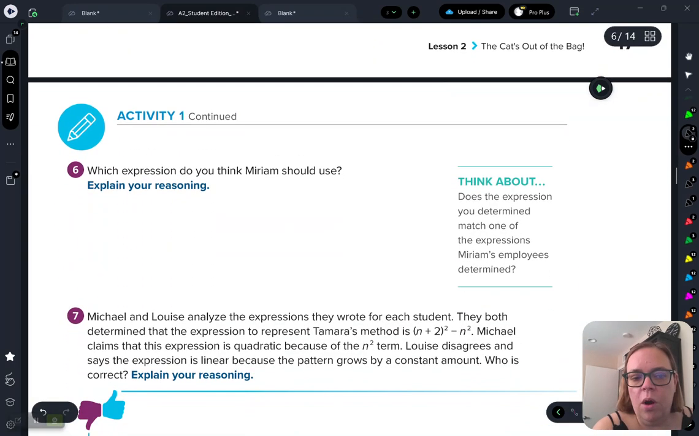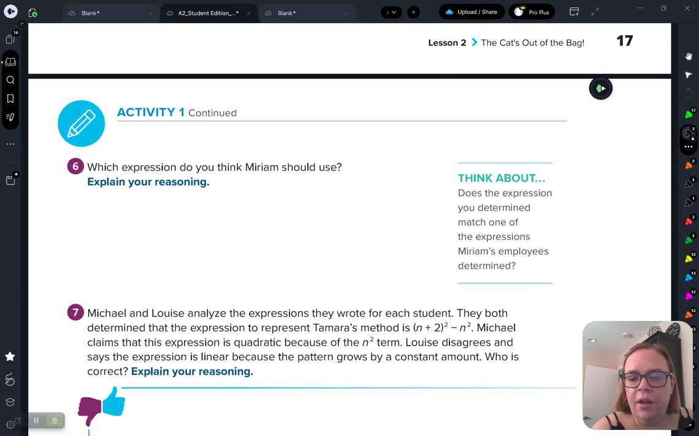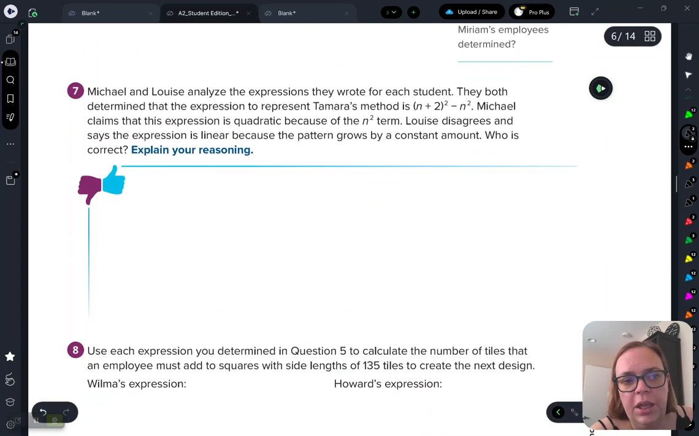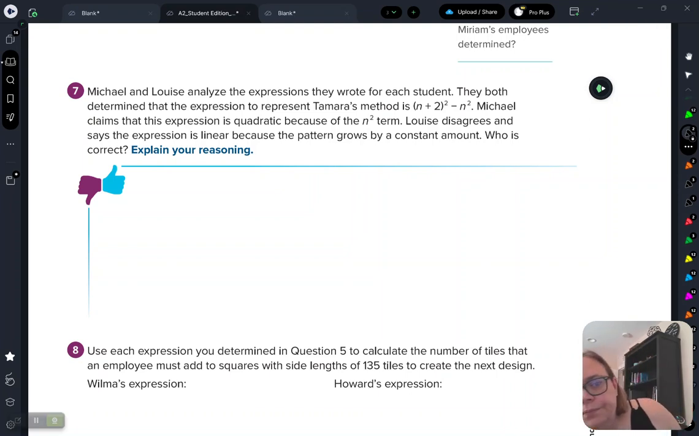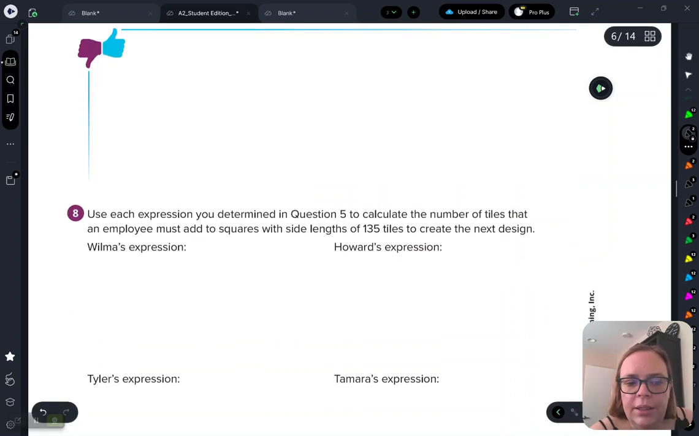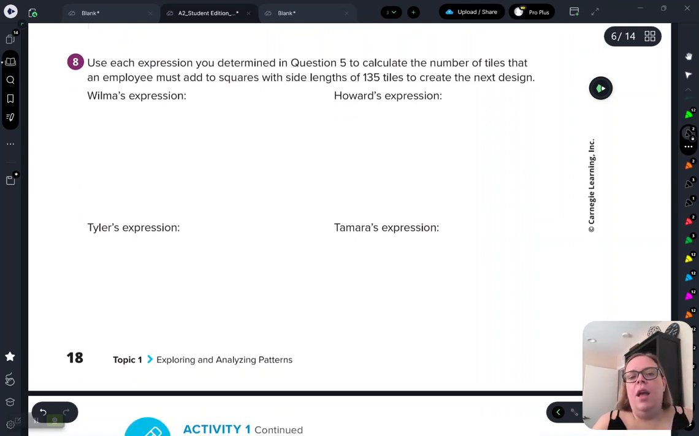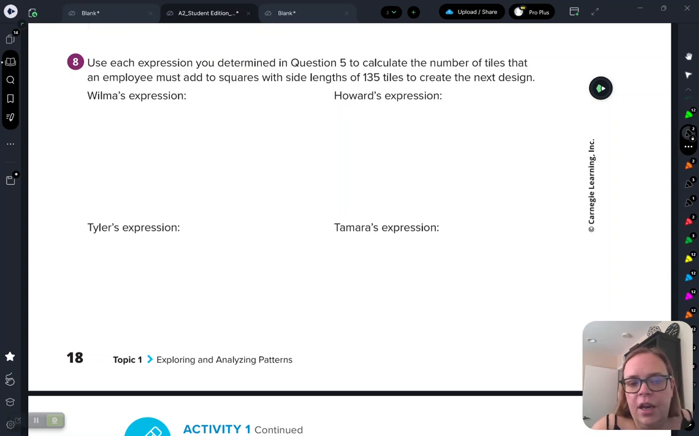So now let's look at why they are equivalent to each other. I'll let you answer 6 on your own. Which expression do you think Miriam should use? It could be any of them, okay? I'm going to skip to number 8 because I want to talk about how each of them are essentially equivalent. So use each expression you determined in question 5 to calculate the number of tiles that an employee must add to squares with a side length of 135 to create the next design.